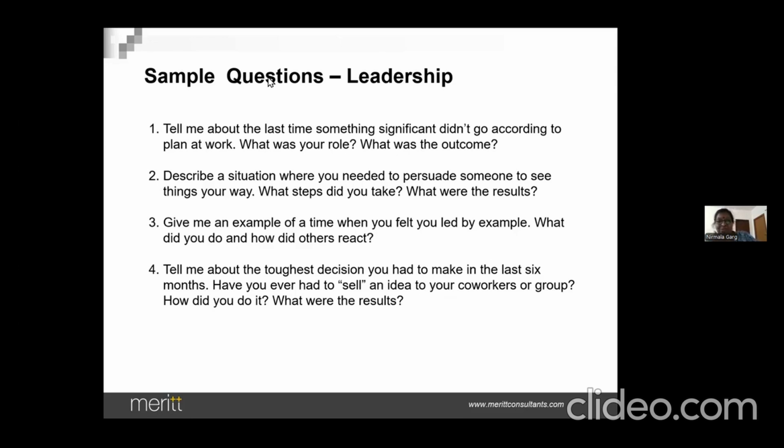So these are just some questions. For example, give me an example of a time when you felt you led by example. What did you do? How did others react? These are just sample questions I have put to assess certain competencies.